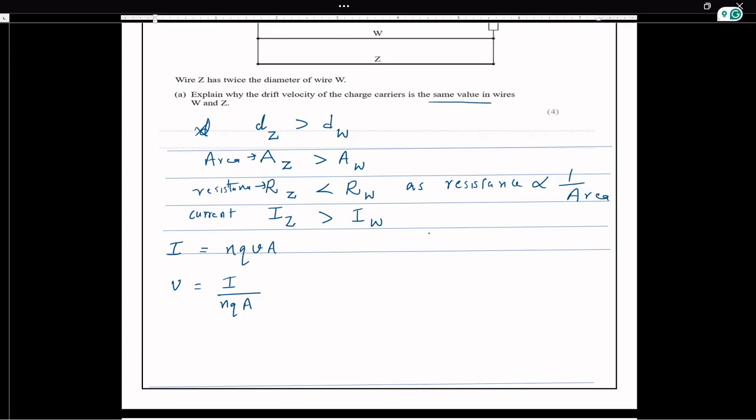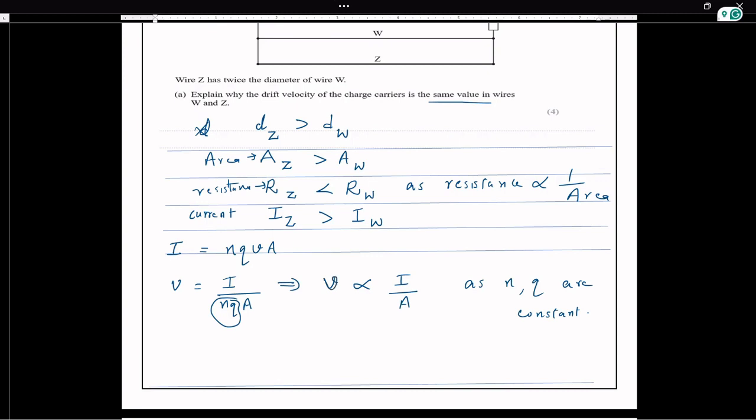But you can see that n and Q both are constants. That is, V is directly proportional to I over A, as n and Q are constants. The charge density and the charge of the electron both are constants. So we reach till here. The drift velocity depends on I and A.